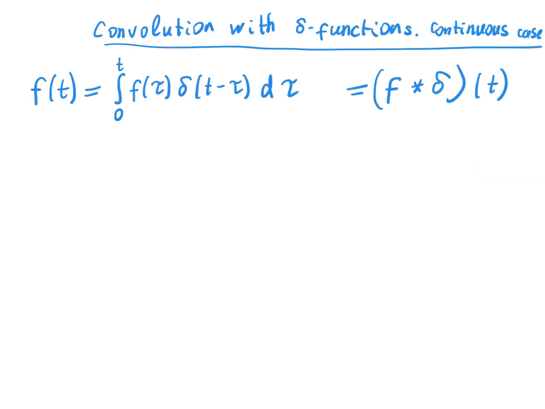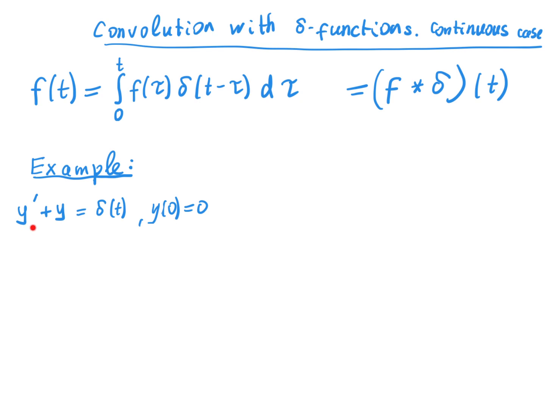In the continuous case, the formulas are similar except that we replace summation with integration. So f of t is, so we have summation of f of tau times a shifted standard delta function. Okay, so we have this convolution integral. In other words, we have a convolution of f and delta function at time t.